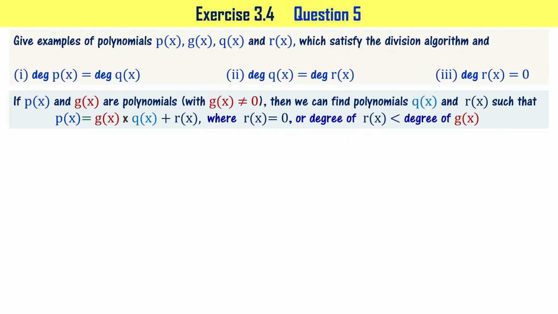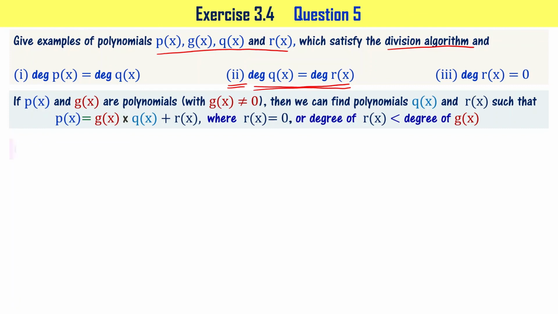Now let's see the second requirement, that is we have to find p of x, g of x, q of x, and r of x that satisfy the division algorithm. At the same time, that satisfy this particular requirement: degree of q of x has to be equal to degree of r of x. So we have already learned about the division algorithm, right?